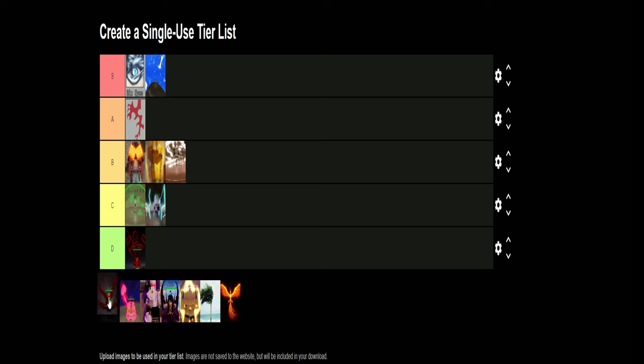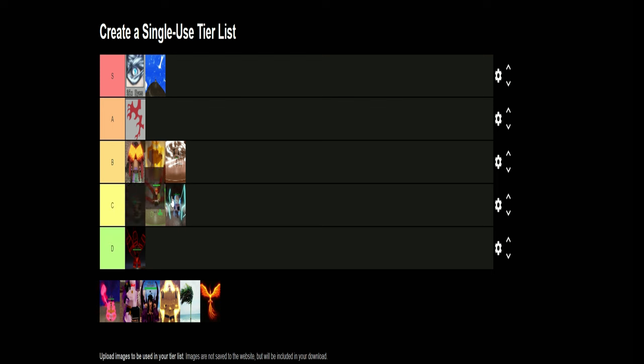Next one is Kagune. Sorry if I said that wrong, but this one, it's alright. I'd put it in C tier, low C tier, because it's kind of good for leveling up attack as well. But I don't think it's as good as Warudo, so.